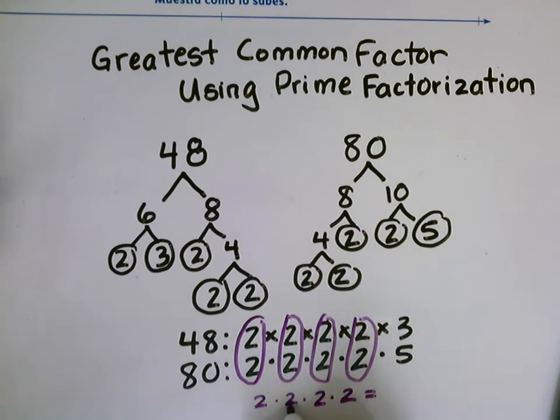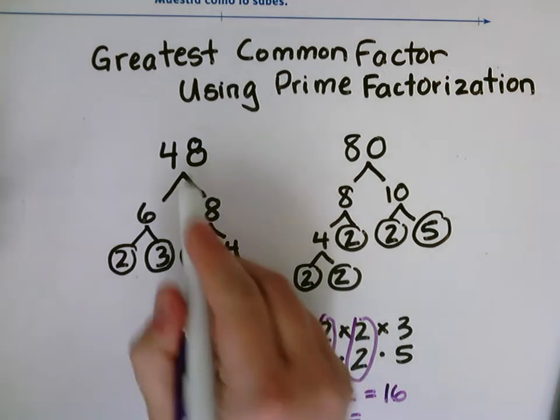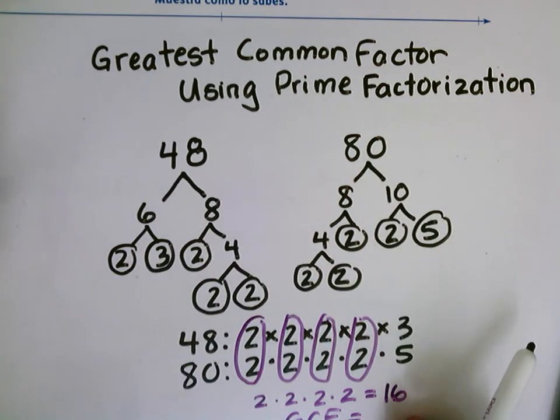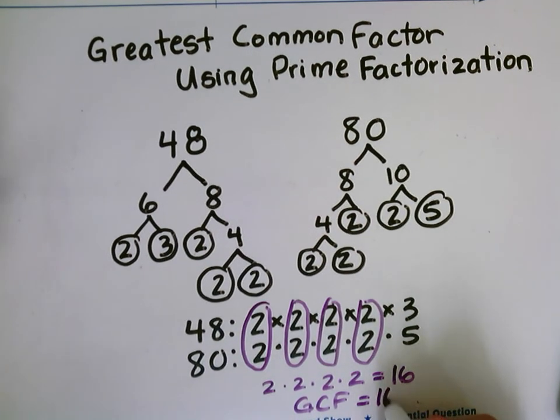2 times 2 is 4. 4 times 2 is 8. 8 times 2 is 16. So the greatest common factor of 48 and 80 is 16.